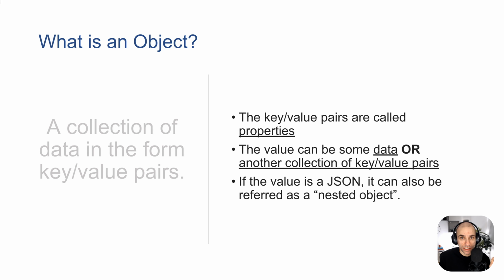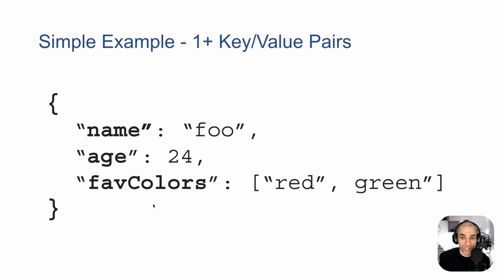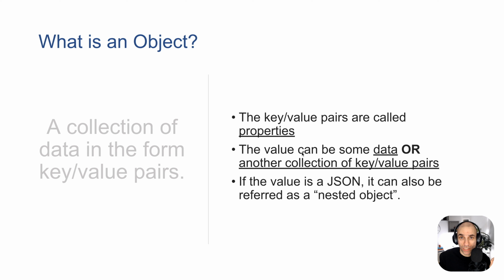So that leads us to the next step that I've been mentioning. Key value pairs are called properties. The value can be some data, or it can be another collection of key value pairs. This is where the JSON gets really powerful. So far we looked at the simple data types: string, number, Boolean, and array. But I kept saying that we'll come back to this one, and the reason is that it is what makes JSON super powerful.